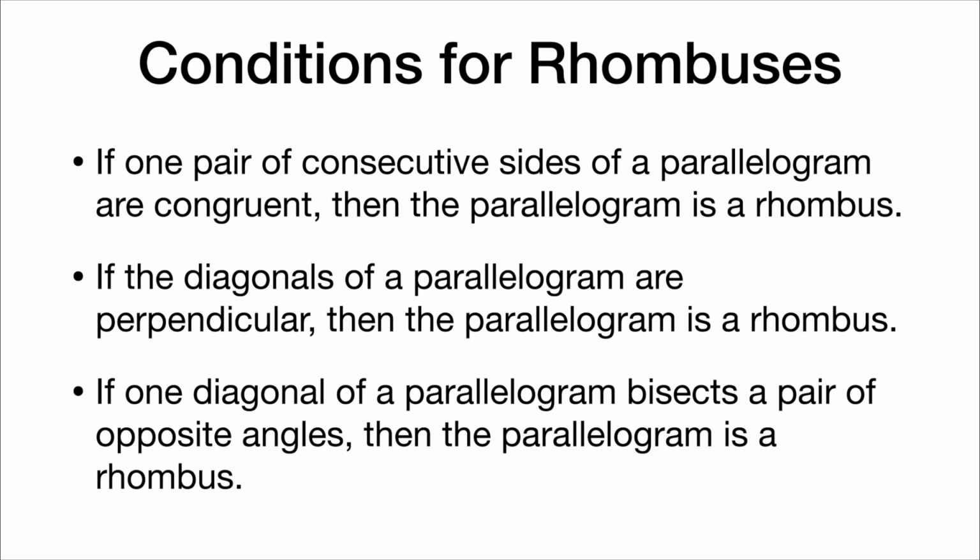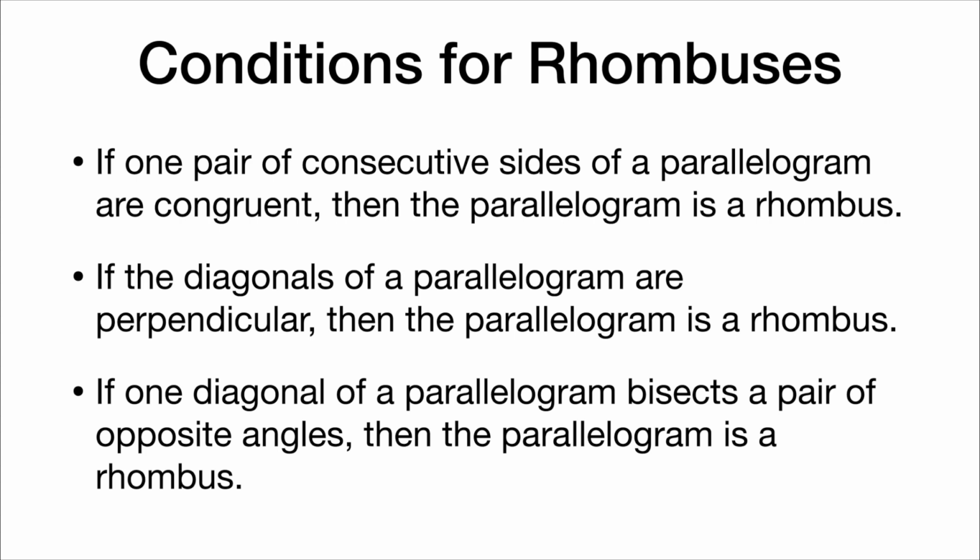It is very important that we note that all of these are only conditions for rhombuses if the figure is already known to be a parallelogram. If it is just a quadrilateral, then we cannot prove that it is a rhombus. It is possible it will be a kite, and we are not talking about kites today. We talk about them next time on geometry.